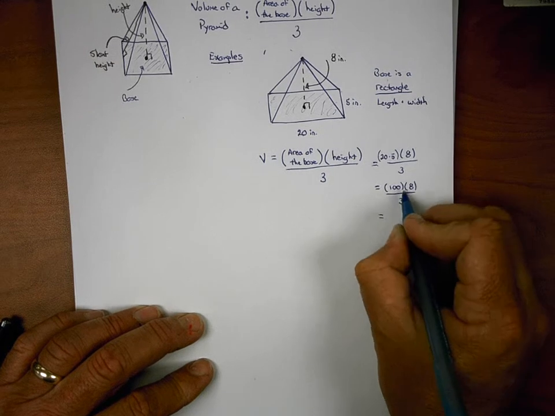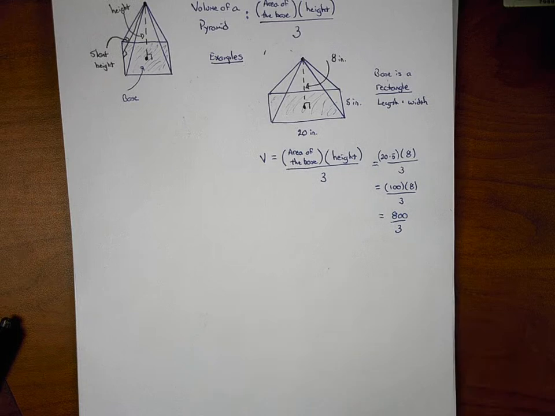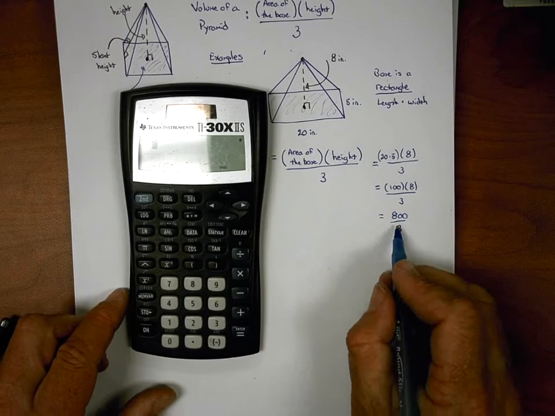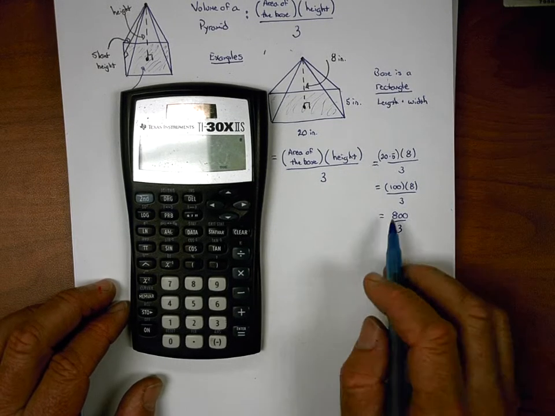Okay, 100 times 8 is 800, and then I have to divide by 3. So that's where your calculator is going to come in handy. If you don't have your own calculator, use your phone as a calculator, or use your calculator as a phone, however you want to phrase it.